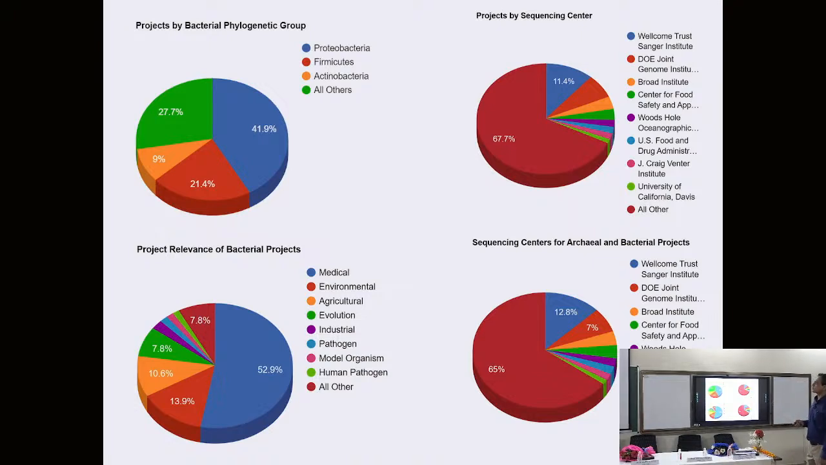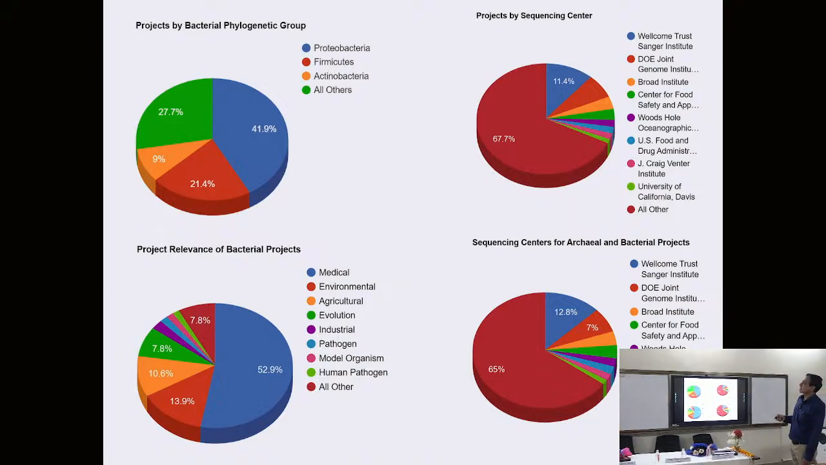Okay, and projects by bacterial phylogenetic group. So it seems like proteobacteria and firmicutes are most sequenced, and could also be because of their medical relevance. Many of those could be pathogens. So that's why, because of medical urgency, they are sequenced at many different centers or hospitals.